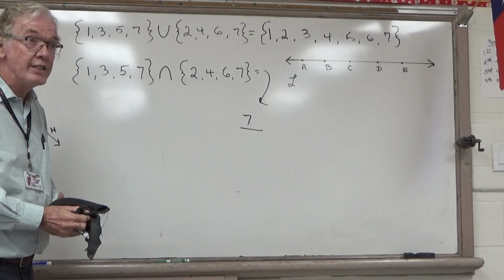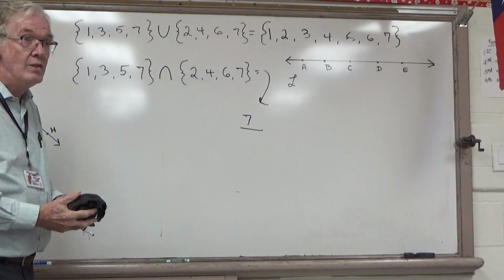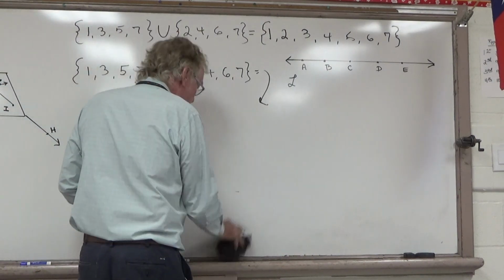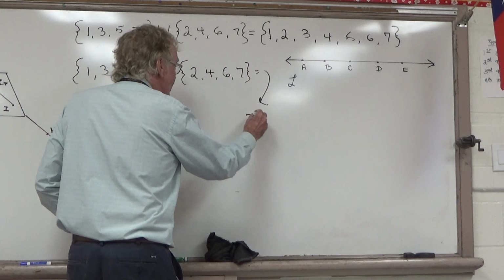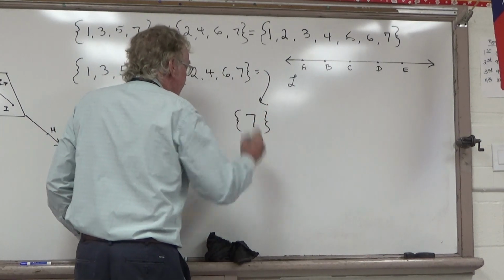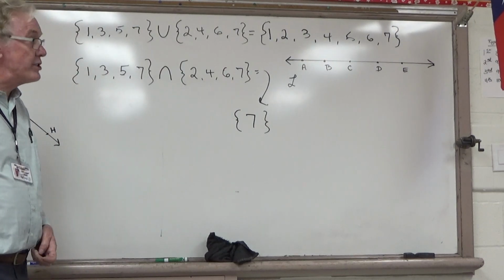Mr. Dickey, can I put brackets, curly Q brackets around the 7? Probably I should. That's a good idea. Why didn't I? I agree with you. Some nice little curly Q brackets right there. And therefore, there's the set with just the number 7.